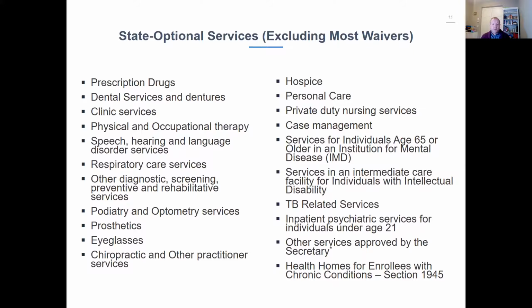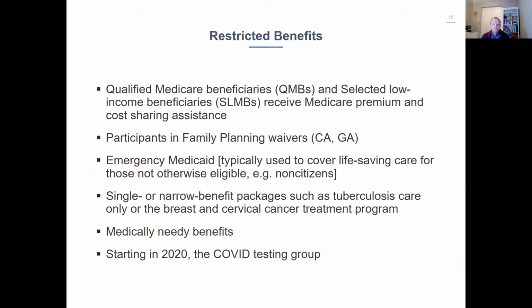State optional services, though, run the gamut. So we have prescription dental services, certain clinic services, physical and occupational therapy, case management. You can see the list. There's a wide list of things that are state optional, and we're not even talking about waivers yet. Restricted benefits are also possible. So qualified Medicare beneficiaries and selected income beneficiaries, so those are QMBs and SLMBs, under certain low-income programs, receive Medicare premium and cost-sharing assistance. So not necessarily full Medicaid.